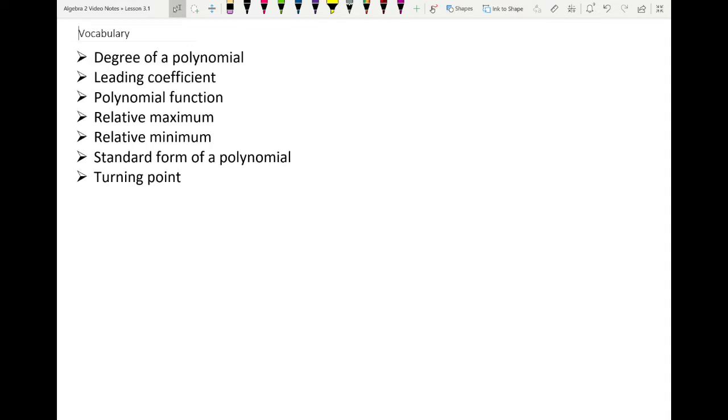So here's the vocab for the lesson. You need to be able to describe the degree of a polynomial, the leading coefficient, polynomial function, relative maximum and minimum, standard form of a polynomial, and the turning point.